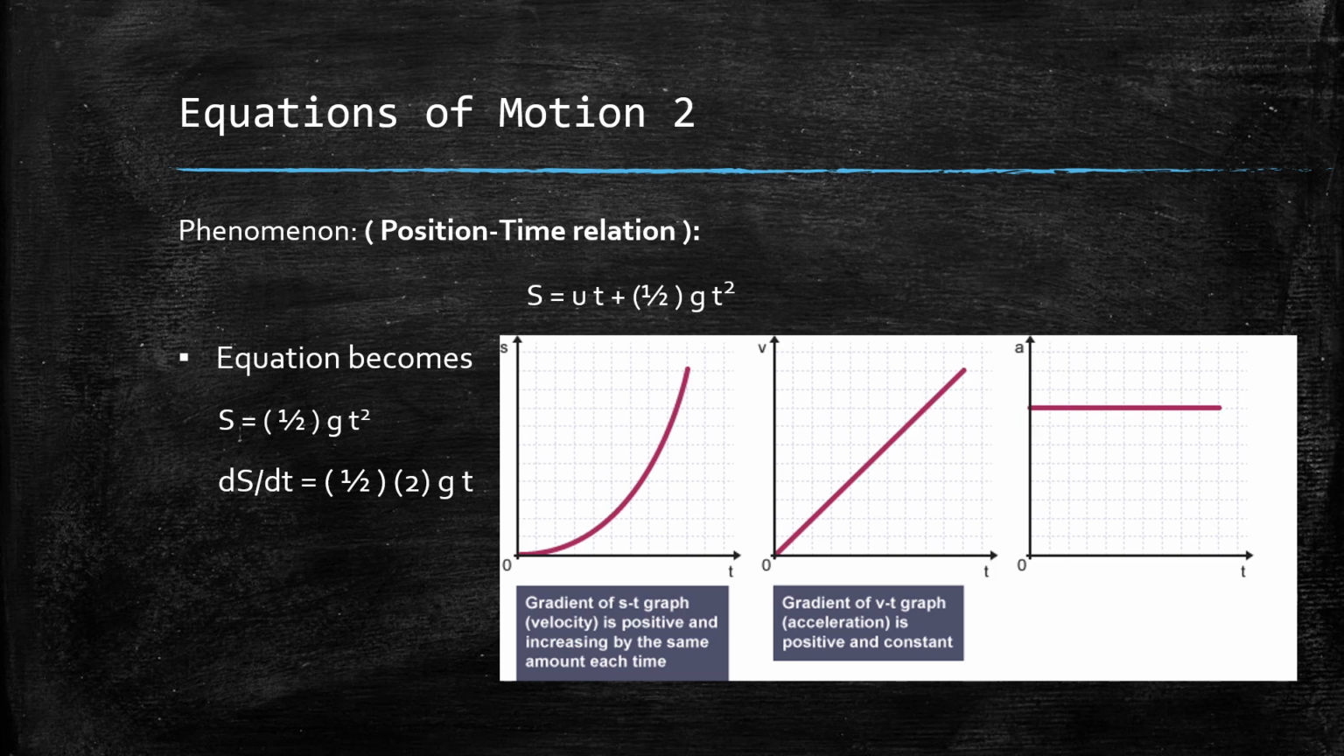The second plot shows the velocity, which is the first derivative, ds by dt. The second derivative gives us the acceleration, which is constant, which is g, 9.8 meters per second squared.